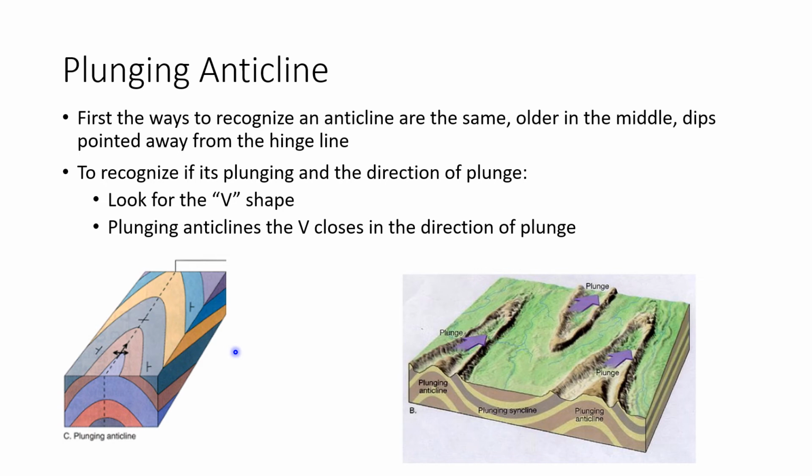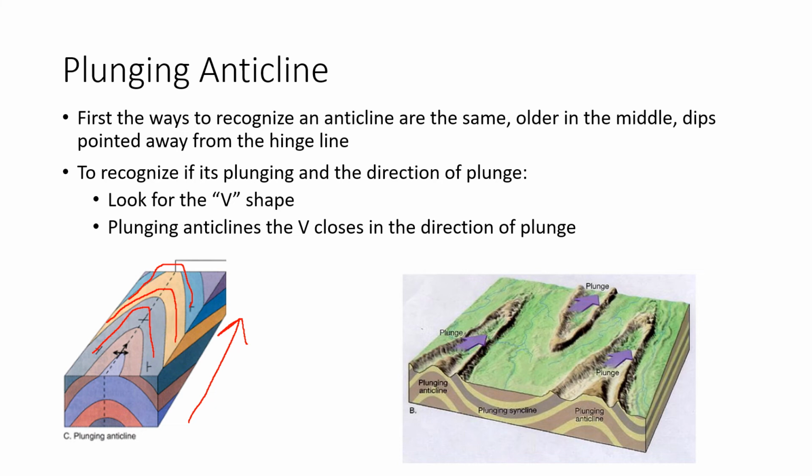Now you can tell the direction of plunge based on the direction that the V opens. In this case we have an anticline. For anticlines, the V closes in the direction of plunge. So right here, this is our anticline. We have these V shapes, like here. That means that it's plunging that way. It's plunging down in that way.